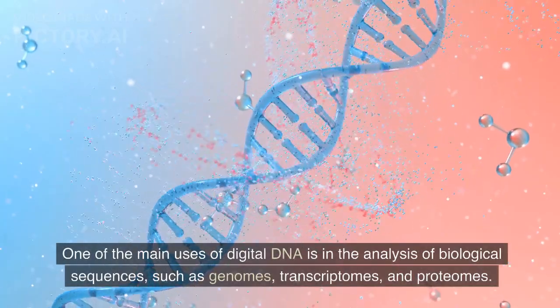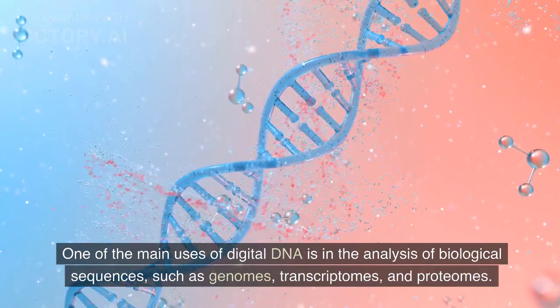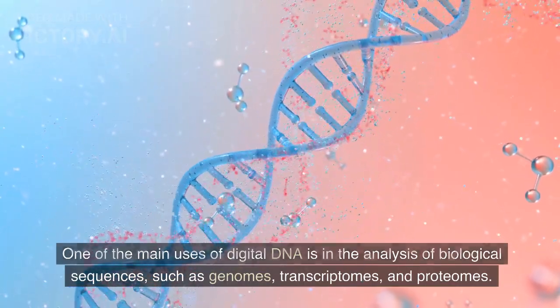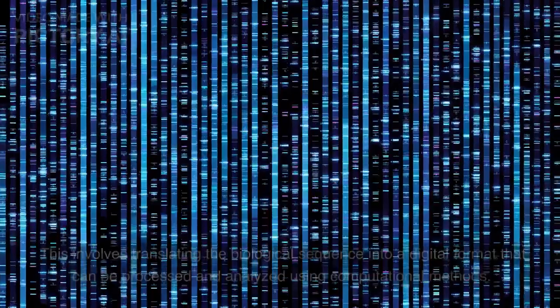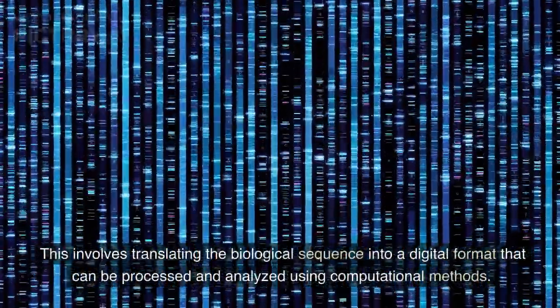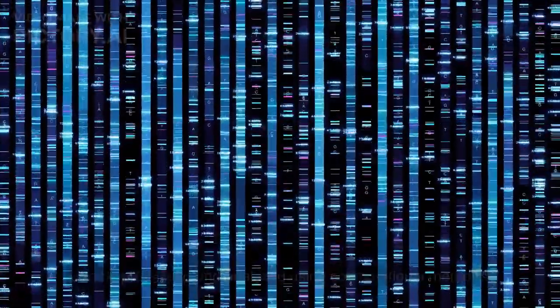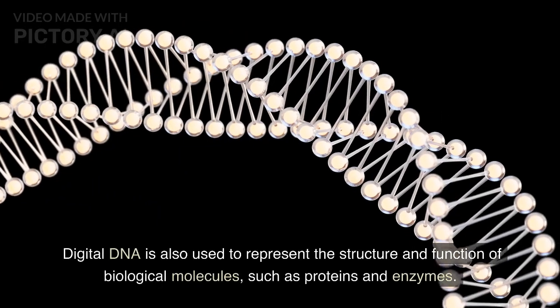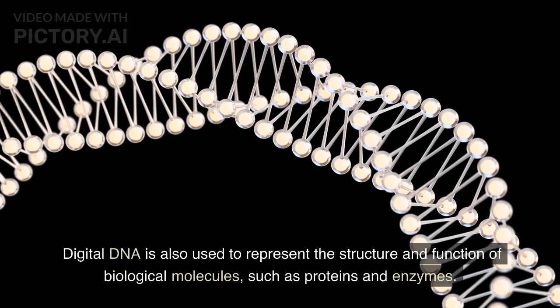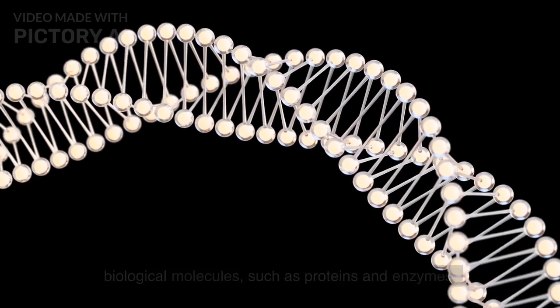One of the main uses of digital DNA is in the analysis of biological sequences, such as genomes, transcriptomes, and proteomes. This involves translating the biological sequence into a digital format that can be processed and analyzed using computational methods. Digital DNA is also used to represent the structure and function of biological molecules, such as proteins and enzymes.